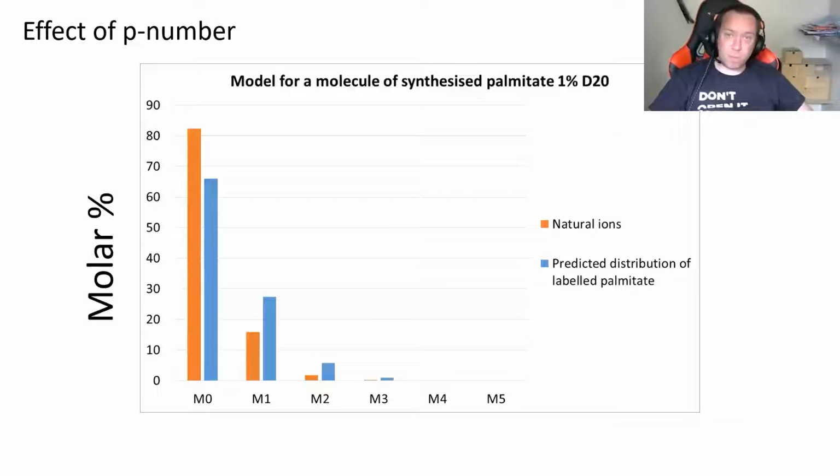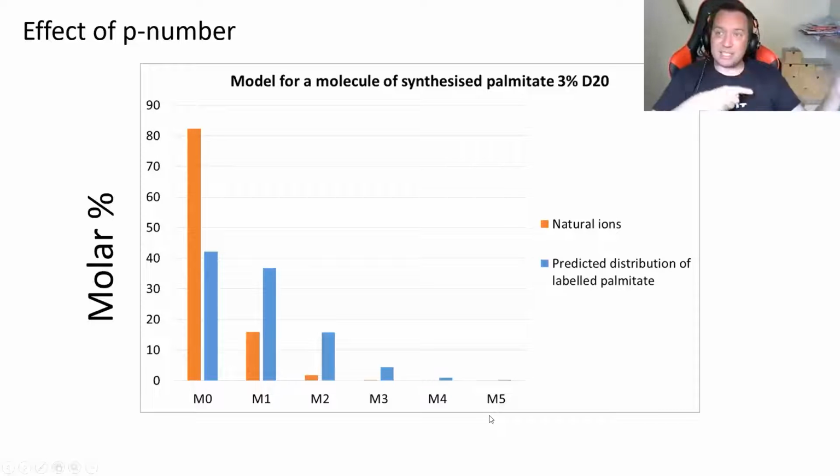If we increase to 1% deuterated water, you can see that they start to get quite a bit more different. M1 is now nearly double, M2 is probably about 3 or 4 times, and M3 is starting to become quite measurable, 2%, and then 3%. So you're getting really different ion spectra.